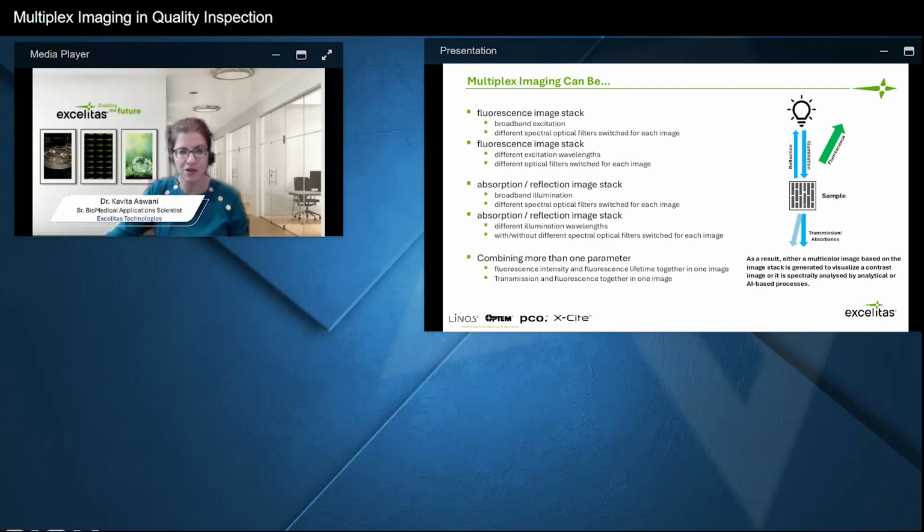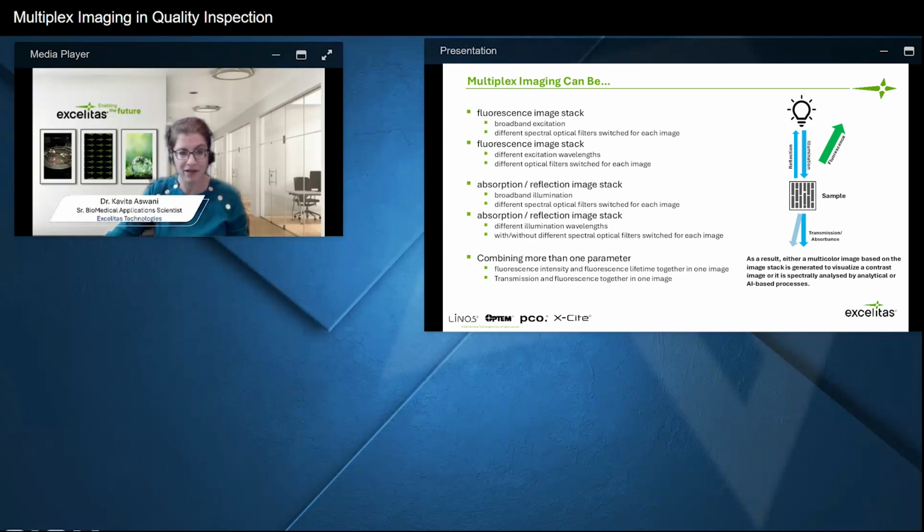You have absorption or reflection, which again can use broadband illumination or different illumination wavelengths. Again, on the right here, you see the blue arrow going from the light bulb down to the sample. Coming out of the other end would be the transmission or the absorbance. And if it's reflection, it would go back up north to your eye or to the camera.